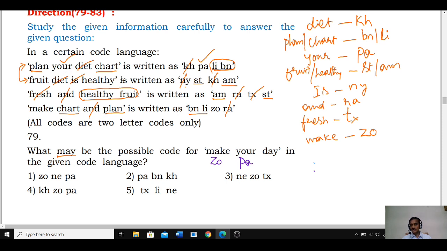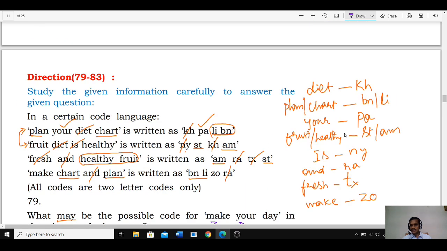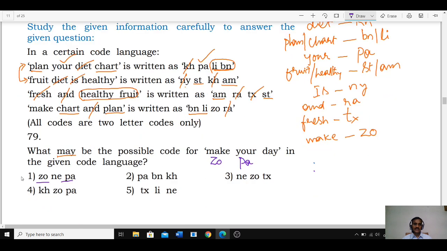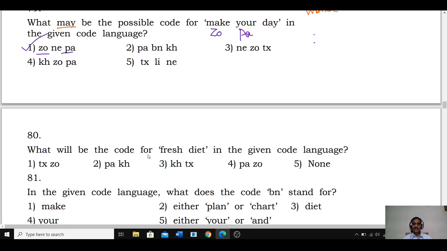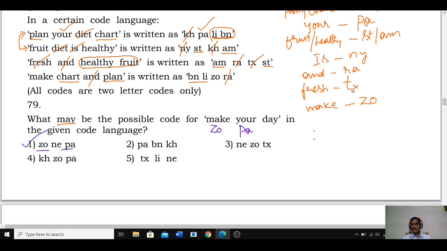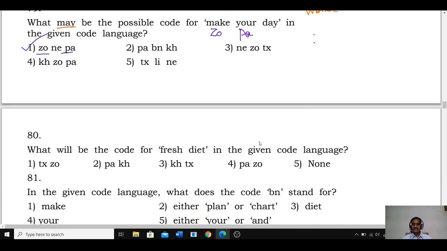Since the word day is not in any statement, the code for day can be any code other than these, so ZOPA, NE can it be? Look, NE is not given as a code, hence NE can be the code for the word. Hence what is your answer? 79 is choice 1. Then 80, what will the code for fresh date? TX and KH, in any order, that is choice 3.